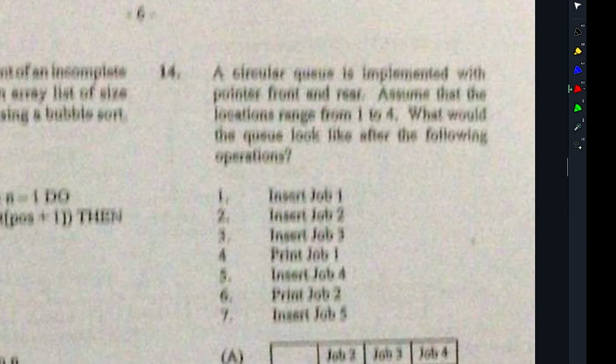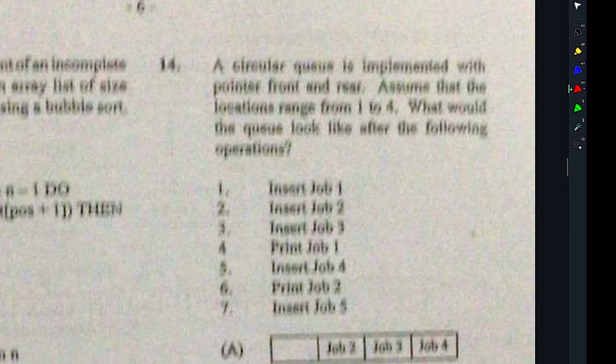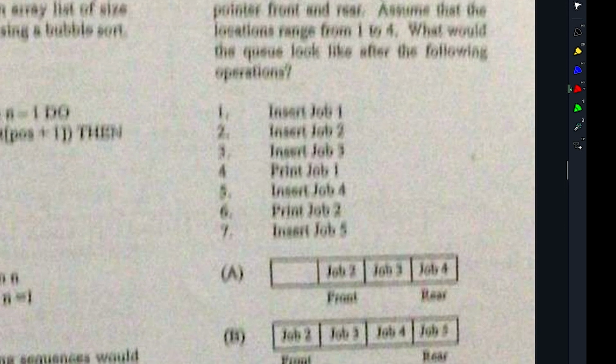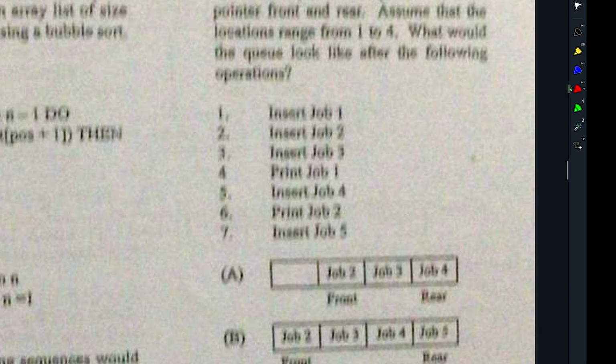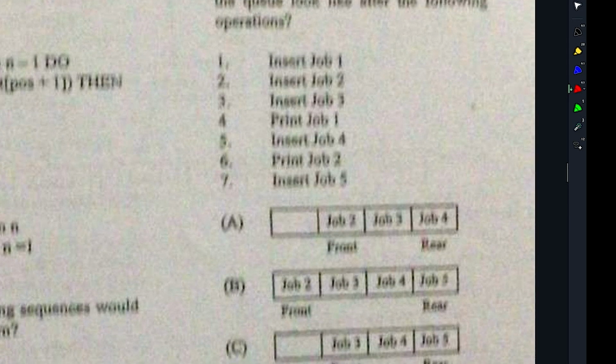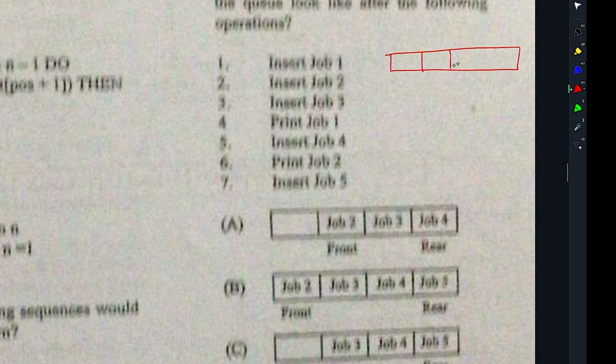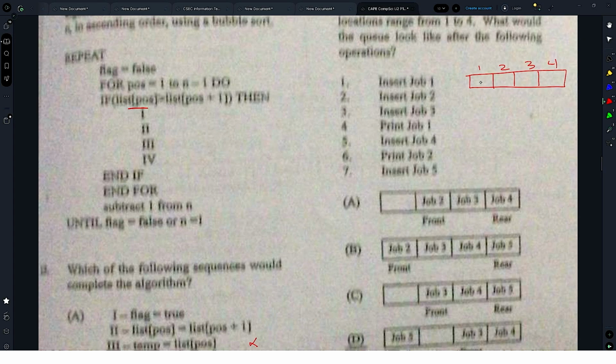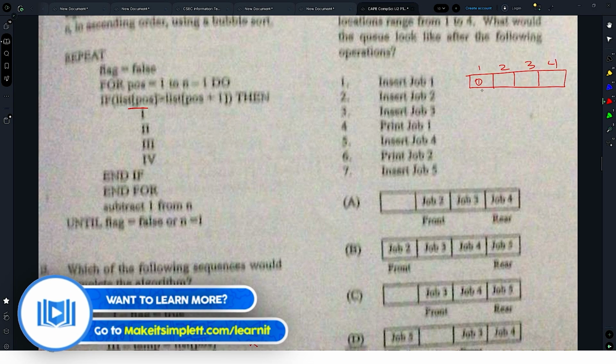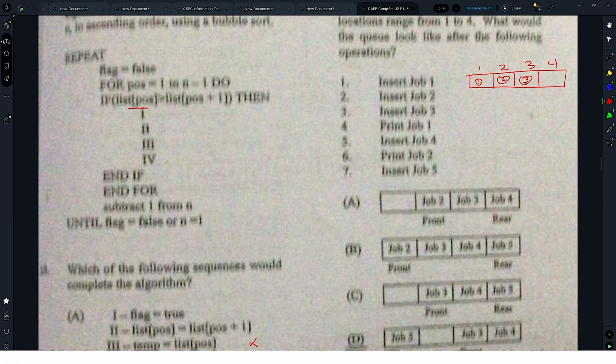All right, next, number 14. A circular queue is implemented. We assume that the locations range from 1 to 4. Okay. All right, so insert job 1. 1, 2, 3, 4. Insert job 1. We'll go inside there. Insert job 2. We'll go inside there. Insert job 3. We'll go inside there.